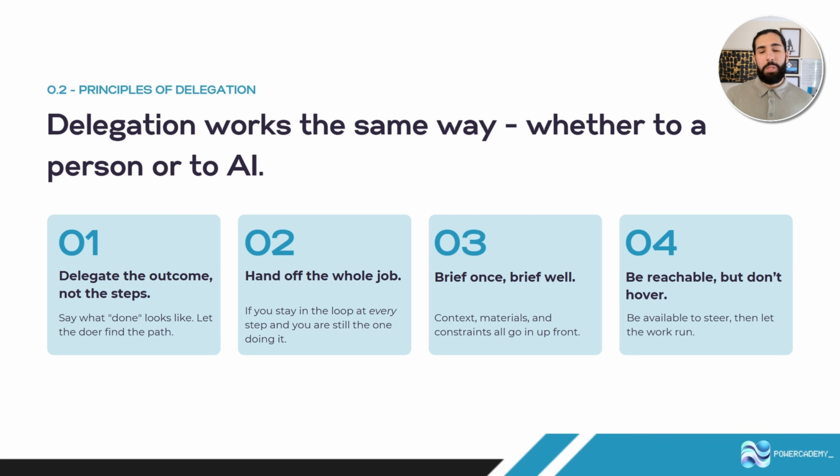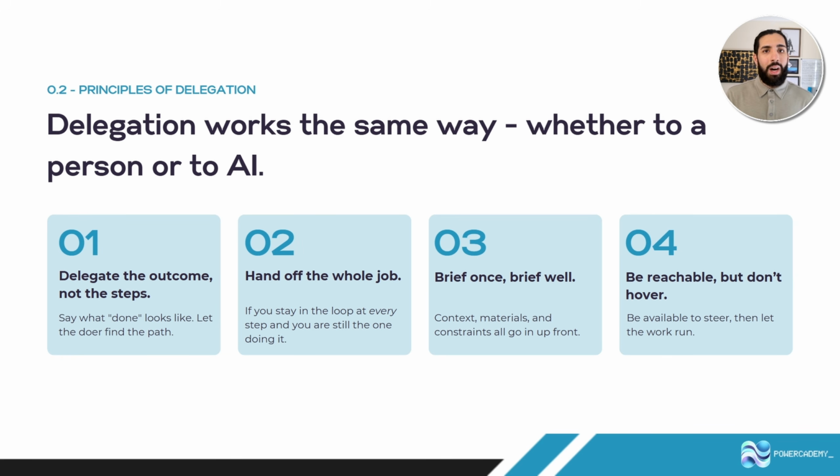And then the final point is be reachable, but don't hover. If Cowork needs clarity on different areas, you can dial in with different devices like your phone or, of course, your laptop if you still have it on in the background, just to clarify those decisions. And again, you might see a bit of tension between point 2 and point 4, because point 2 is handing off the whole job and point 4 is being reachable but not hovering. But this just means that if Cowork does get into a rut or gets stuck, have the processes in place where you can continue the course.